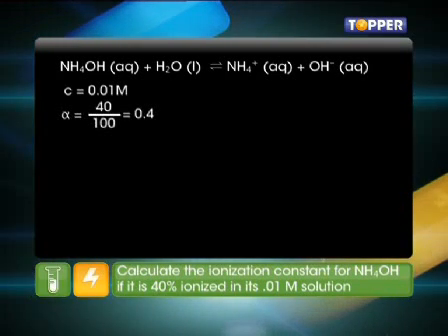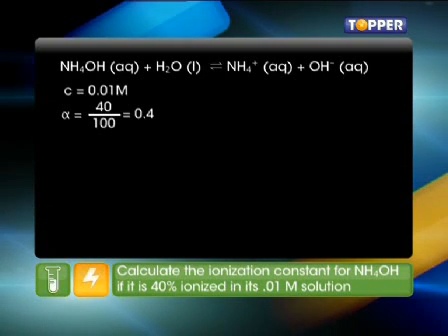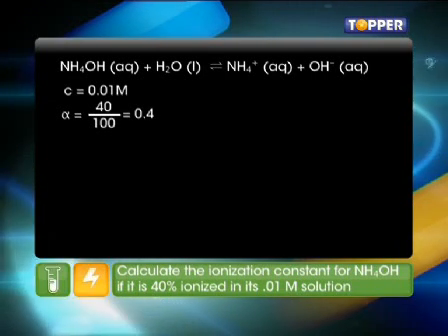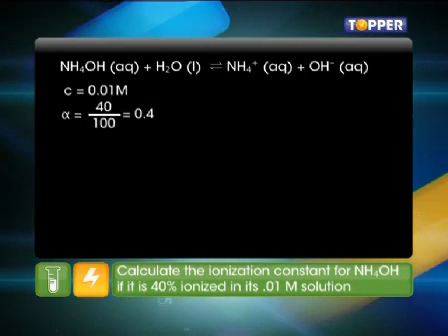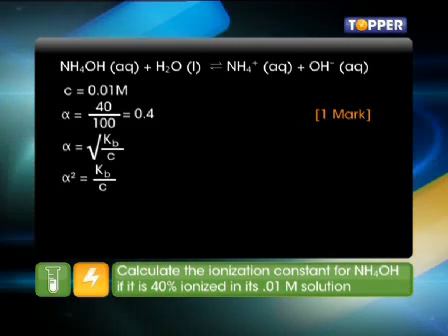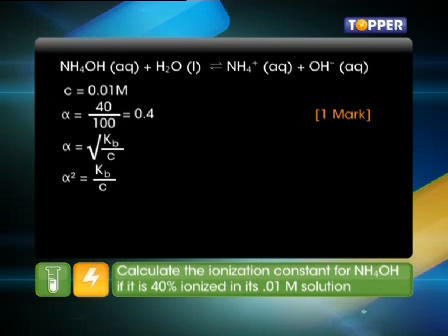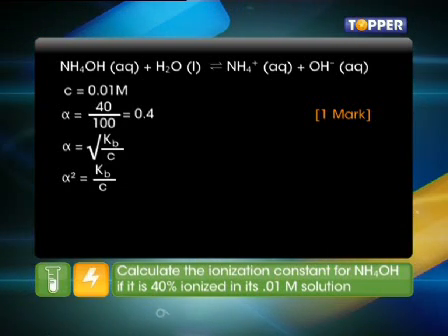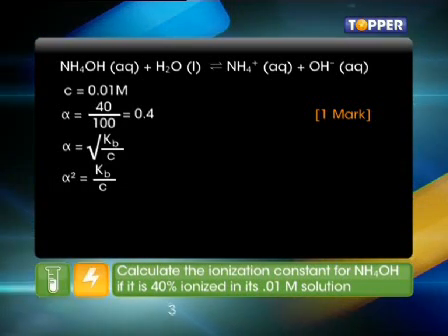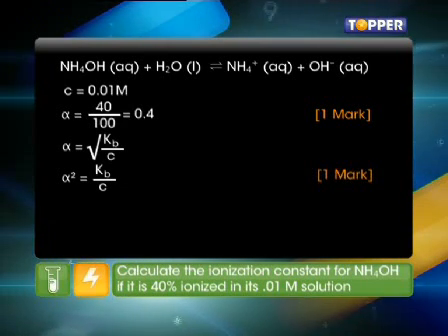Now, if the electrolyte is 40% ionized, degree of ionization alpha is 0.4. Getting to the value of alpha will get you 1 mark. We know that degree of ionization of a base is given by the formula alpha is equal to square root of Kb divided by C. Writing this formula correctly will fetch you 1 more mark.